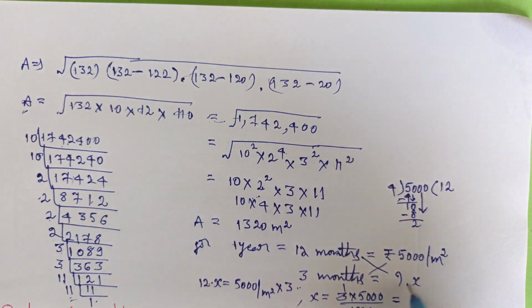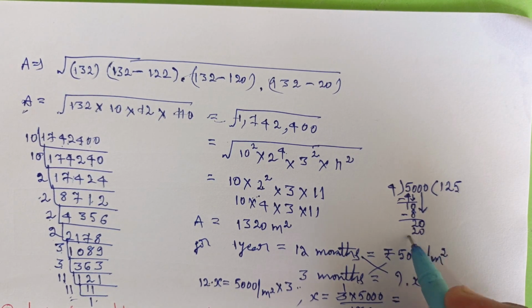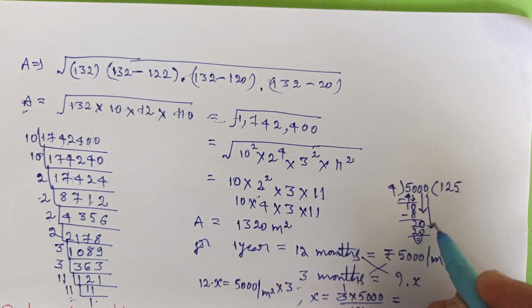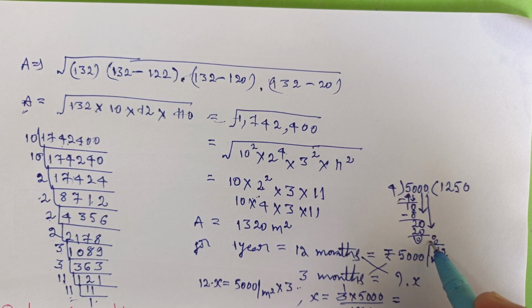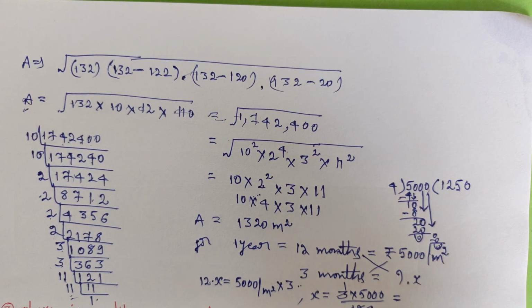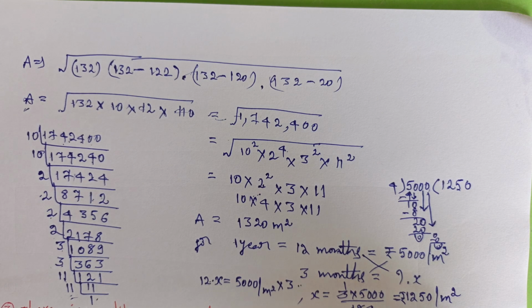If you take second 0, it becomes 20. So 4 5 is 20. Next, last 0, units place, if you take 4 into 0 equal to 0. So finally the answer is 1250. So this much amount that company has to pay. So 1250 per meter square.